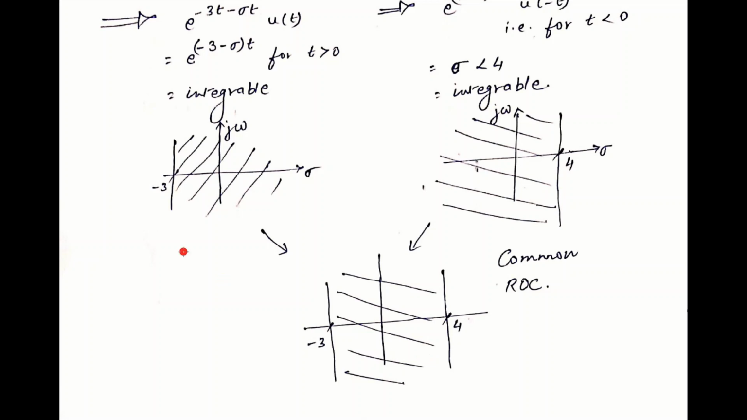Suppose this region of convergence was towards the left of the minus 3 value, and this region of convergence was towards the right of the value 4, then in that case there would have been no common ROC, and we would say that the Laplace transform of the function won't exist.